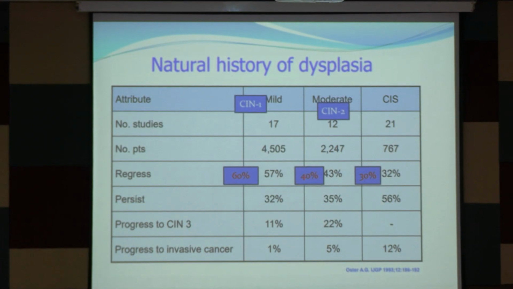This is another important slide you might be asked in the exams. CIN1 is the lowest degree of abnormality. So 60% of the lesions tend to regress to normal squamous cells. Only 30% persists, 10% progresses further to CIN3, and 1% tends to go on to become cancer. Whereas if it is CIN3 or carcinoma in situ, then as compared to CIN1, only 30% regresses, whereas the majority tends to persist, 56%. And you can see that 12% tends to progress to cancer.